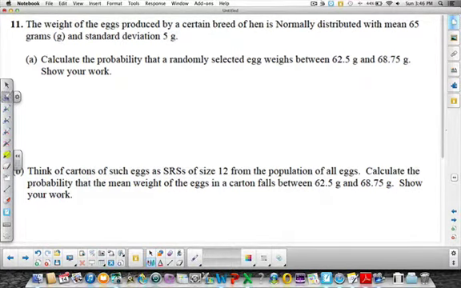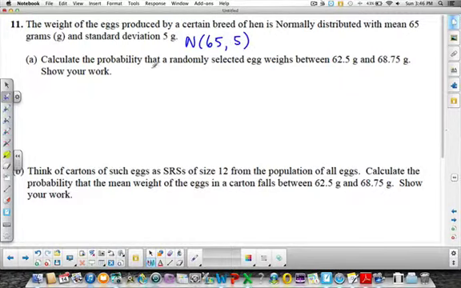This is the free response section of the Chapter 7 test, and this is number 11. It tells us in this problem that the weight of the eggs produced by a certain breed of hen or chicken is normally distributed with a mean of 65 grams and a standard deviation of 5 grams. So I'm just going to make a note here that these eggs are normal with a mean of 65 and a standard deviation of 5.